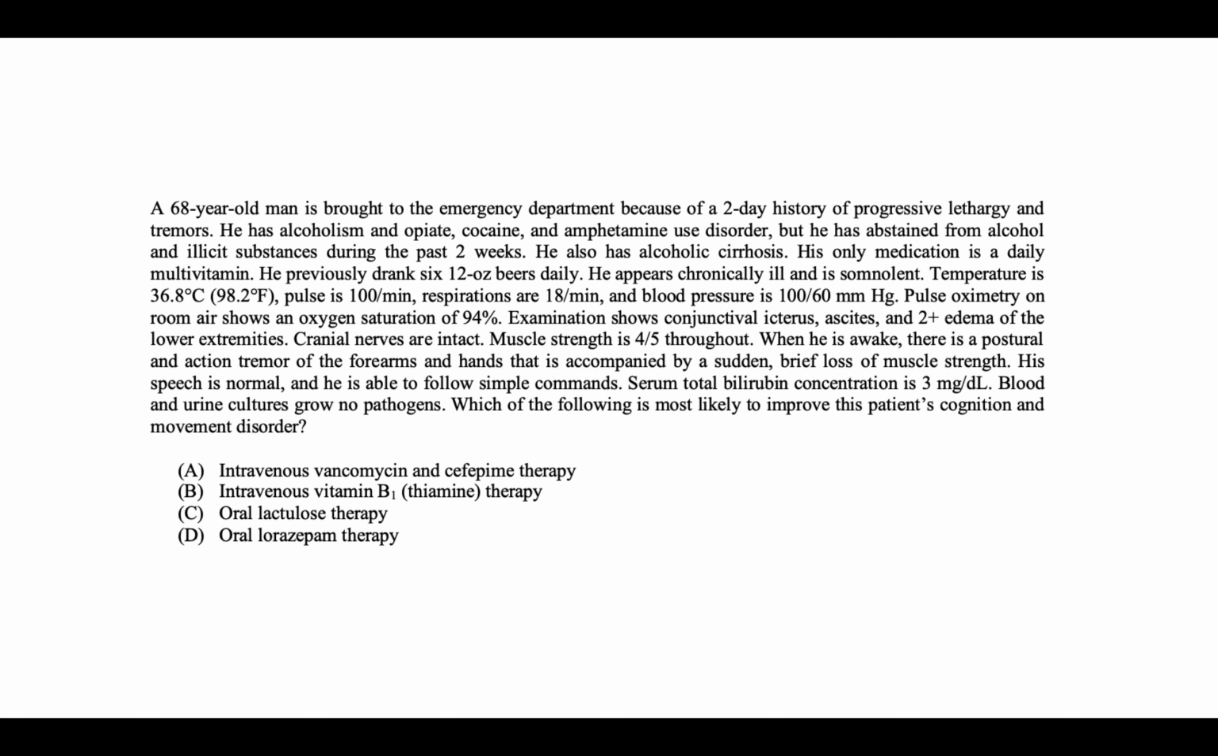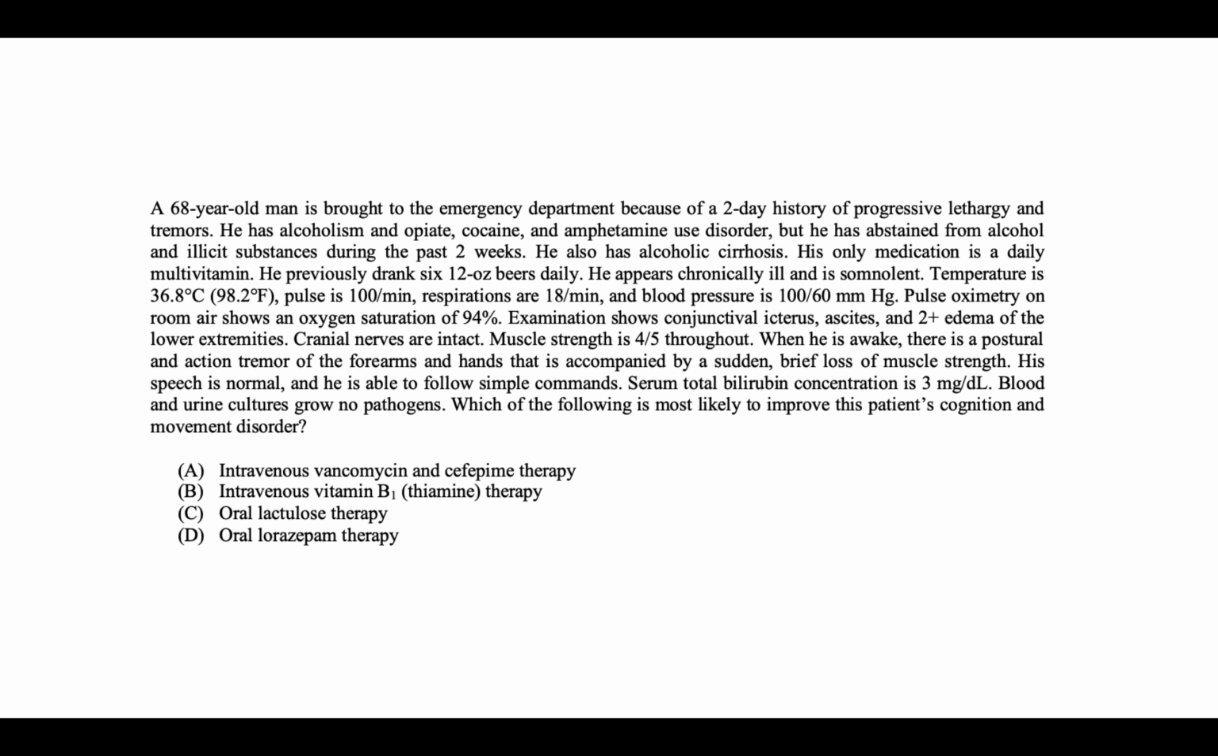Now, exam. Exam shows conjunctival icterus, ascites, and 2+ edema of the lower extremities. Cranial nerves are intact. Strength is 4 out of 5 throughout. When he is awake, there is a postural and action tremor of his forearms and hands that is accompanied by a sudden, brief loss of muscle strength. Okay, so let's just go through the rest of the exam.